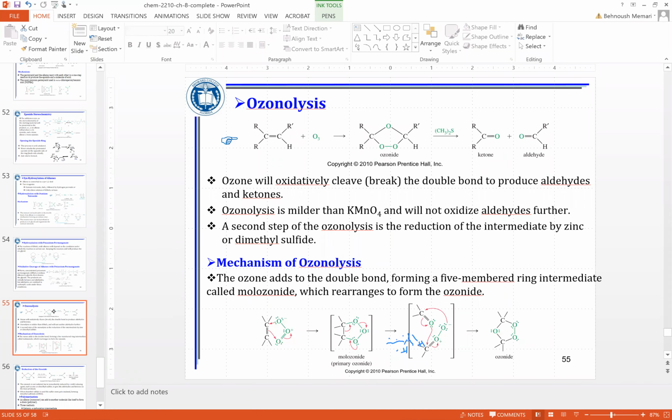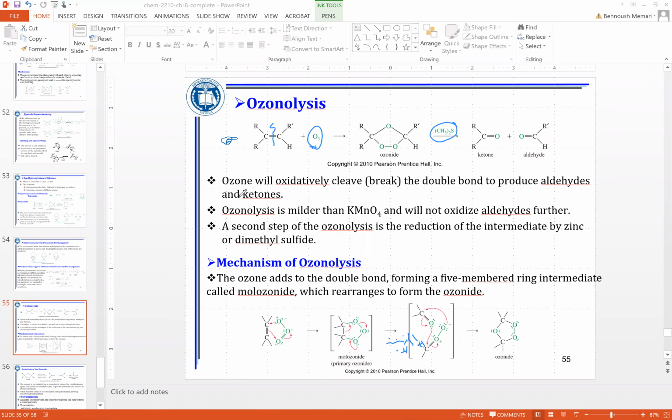Another reagent for oxidative cleavage is ozonolysis. So you basically are using ozone. With ozonolysis, you add O3, and if you add dimethyl sulfide with the ozone, it is a milder oxidizing agent compared to hot permanganate. So what ozonolysis is going to do is oxidative cleavage, just like hot permanganate.